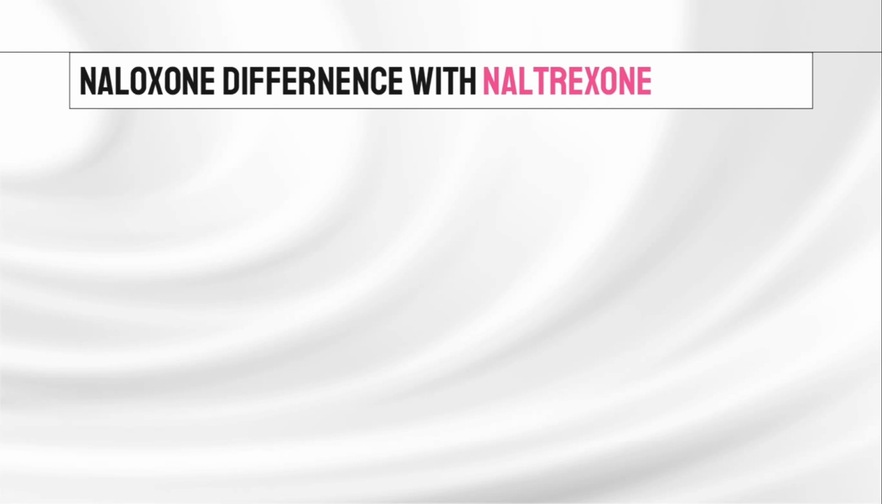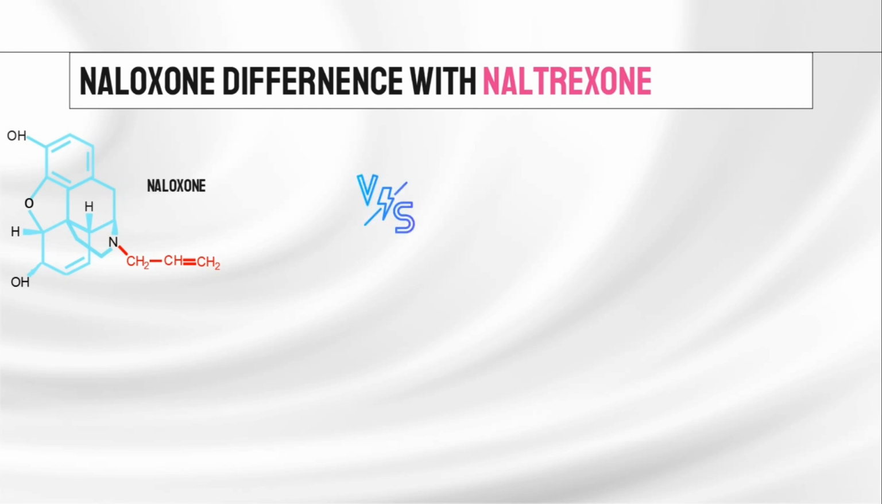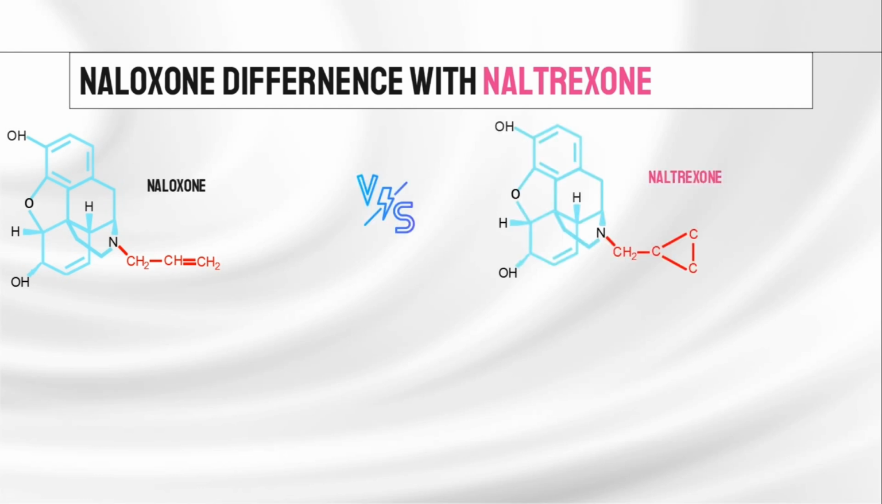N substitution. Naloxone: the nitrogen atom in ring D is substituted with an N-allyl group. Naltrexone: the nitrogen atom in ring D is substituted with an N-cyclopropylmethyl group. Duration of action. Naloxone has a shorter duration of action, typically lasting 1 to 2 hours. This requires multiple doses in cases of overdose with long-acting opioids.